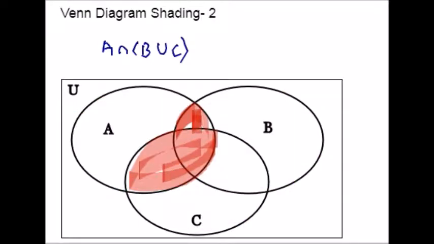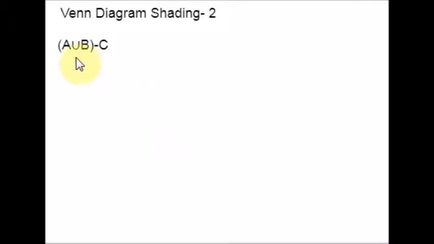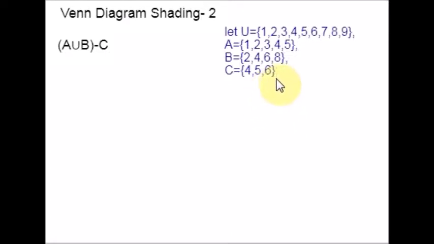Here is the next example. A union B, difference C. First we need to find A union B. I'm going to take some numbers so it will be very clear for you. I'm using the same example that I used in a previous part 1 video. So let's find A union B, difference C. A union B, you have to write all the elements in the set A and B in order. Please avoid repetition. So our A union B is going to be 1, 2, 3, 4, 5, 6, 8.